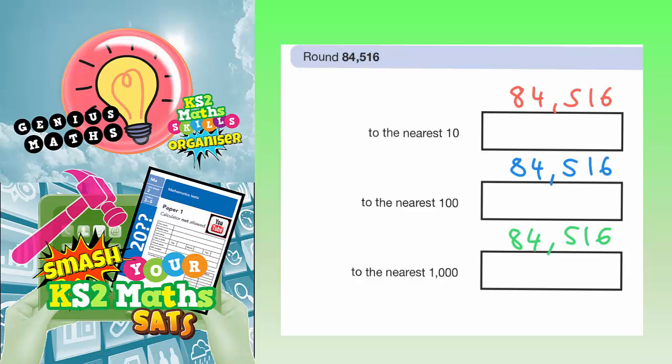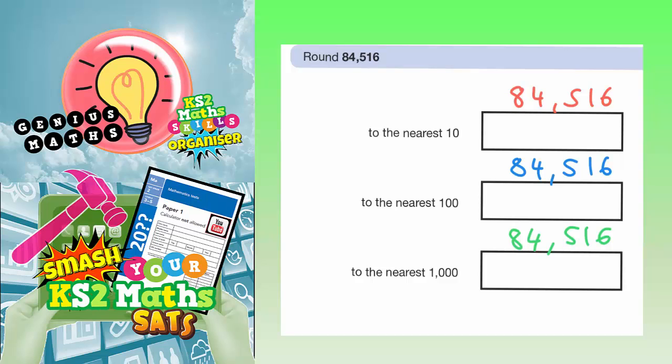Question 10. Round 84,516 to the nearest 10, to the nearest 100 and to the nearest 1,000. Well, a huge tip coming up for this sort of question. I would actually write the original number above each answer box, and you'll see how I'm going to use that in a minute. Well, here we go.